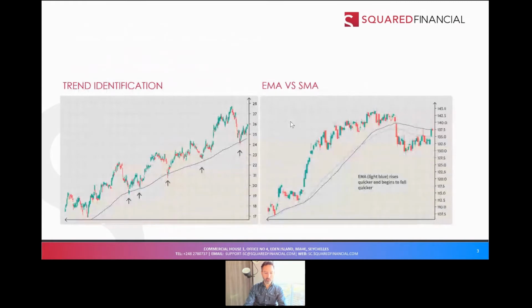Let's go to trend identification. So what did I mean by trend identification? Look here at how the moving average is providing support for this instrument that is going up. Every time it rebounds to the moving average, buyers step in, boom, there is a surge in price. Again, another test, and boom, this time what did we do?